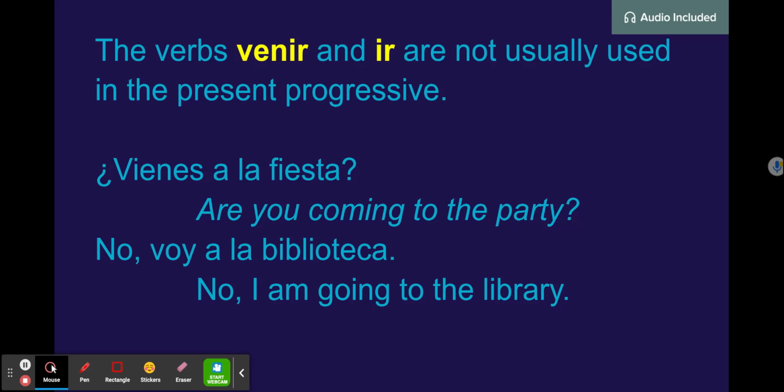The verbs venir and ir are not usually used in the present progressive. You can use them in the present progressive. It's just usually not necessary.